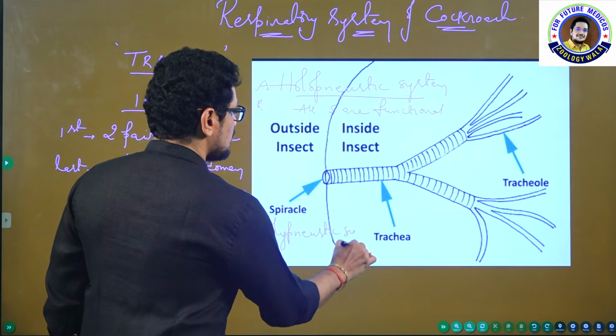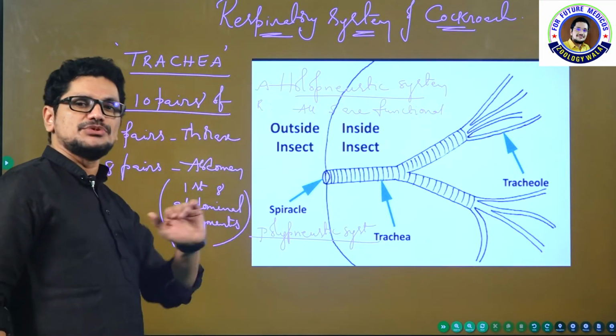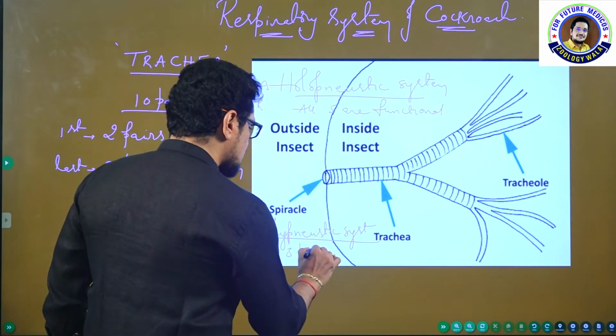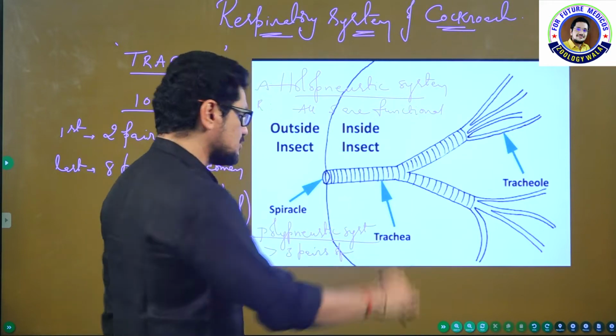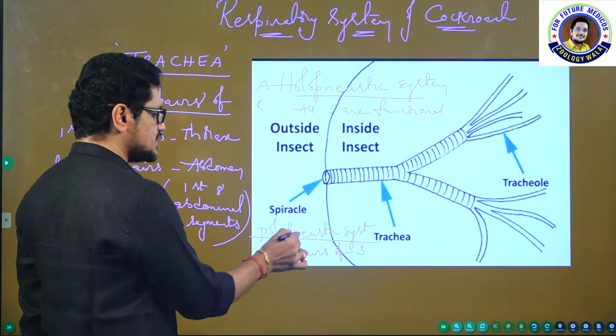P-O-L-Y-P-N-E-U-S-T-I-C. Polypneustic system. Why is the respiratory system in the cockroach called a polypneustic system? Because more than 3 pairs of spiracles are present. That is the reason why it is called poly.